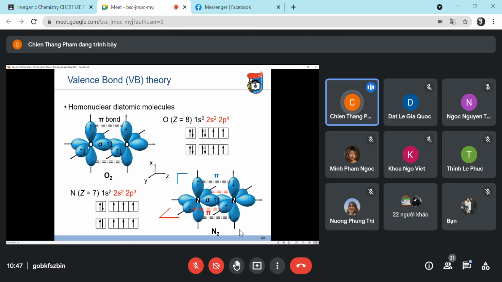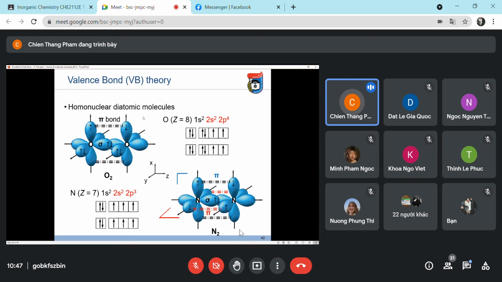First of all, you can see there is one overlap between two p orbitals. This one forms the sigma bond. First of all, there are three p orbitals, and two of them each have one electron. This one is the first one, and this one is the second one. And also for the other oxygen, the first one and the second one here. Now you can see that one overlap between two p orbitals produces a sigma bond.